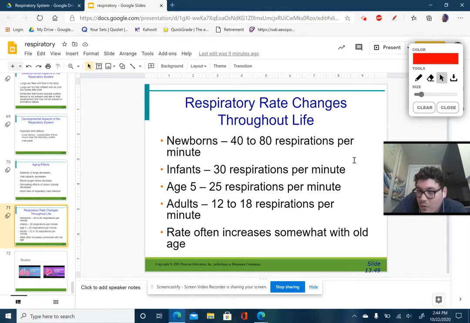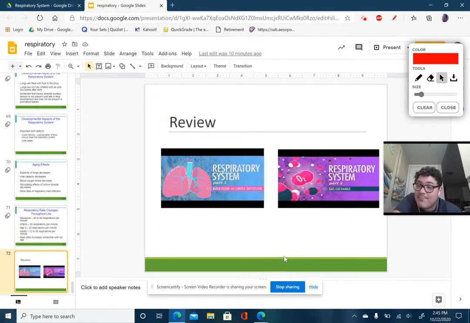That said, life is cyclical after all. At the very end, the rate often increases somewhat with old age. So as we get to our elderly years, it is expected that we're going to see a slight increase in your respiratory rate again. So that's something that we do expect to see. Okay? And numbers-wise, it'd be like 18 to 20 respirations per minute. And that's it. The end.